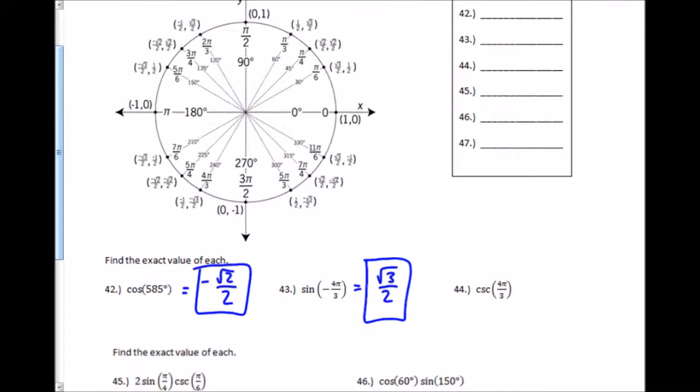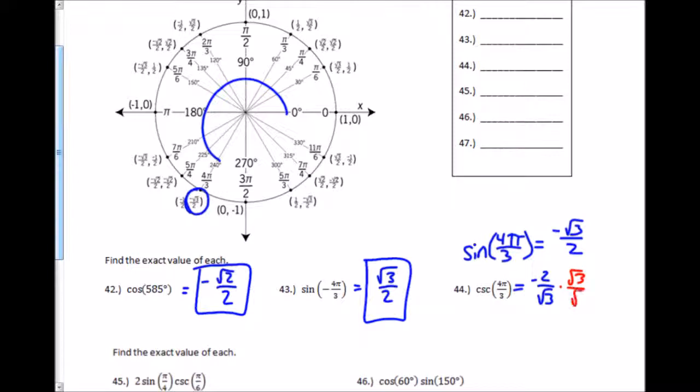And then the last one, the cosecant. Remember, cosecant deals with my sine. Okay, sine and cosecant are related. So if I go to 4 pi over 3, which brings me to here, my sine of 4 pi over 3 is a negative root 3 over 2. So the cosecant, I would just flip that, and it would be a negative 2 over root 3, which of course I have to rationalize by multiplying by root 3 over root 3. And so I find out that my final answer is a negative 2 root 3 over 3. And that's it. That's how I find those exact values.